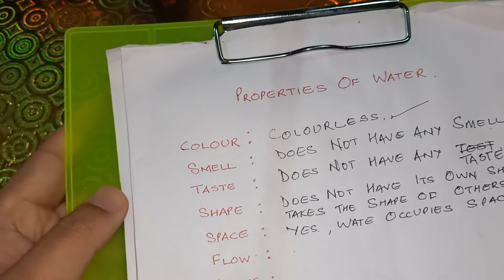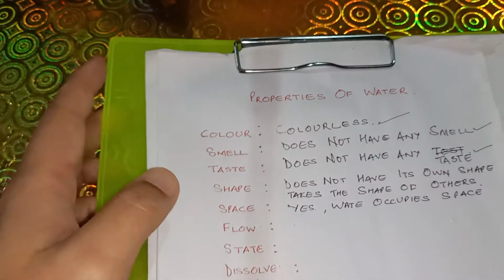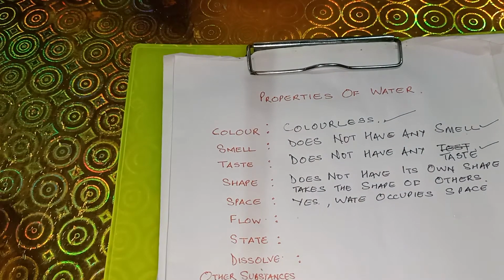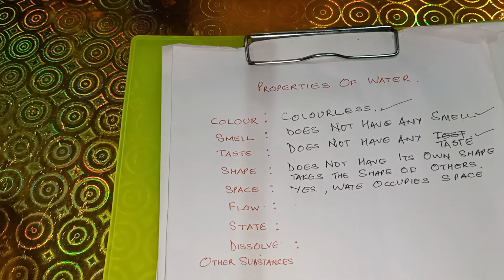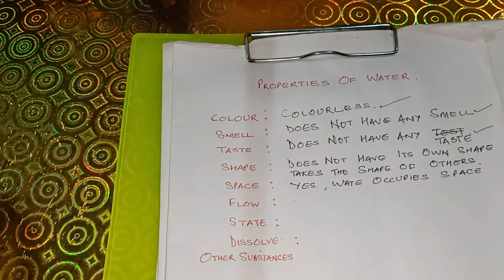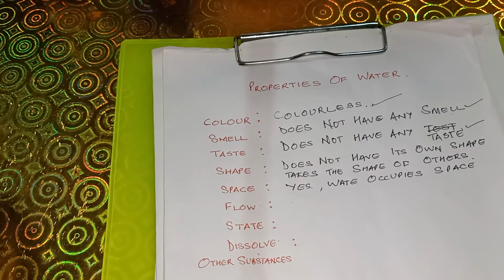Okay, so we have now reached the final stages of our experiment, where we need to find out whether water flows or not, whether water dissolves any other substances or not, and finally the state of water. So to take the remaining observations, let us continue our experiment.